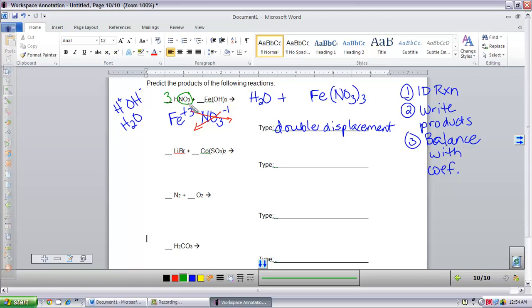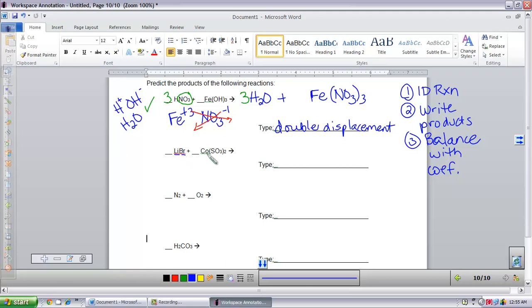Now let's look at our hydrogens that are by themselves. I have 3 hydrogens over here, plus 3 more hydrogens. That gives me 6. So I'll need to put a 3 here. 3 times 2 makes 6. So that gives me all my hydrogens. Now I'm going to look at my oxygens that are not part of nitrate because I've already balanced the nitrate. There's 3 oxygens here, and if you look at this, 3 oxygens are here. So I'm balanced. Let's look at the next one.